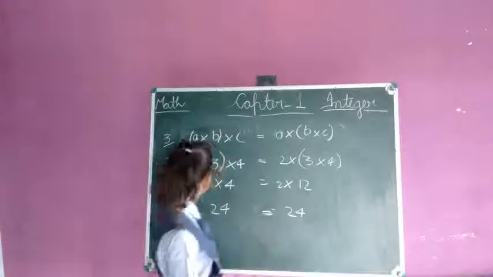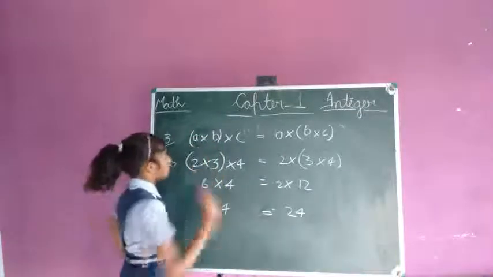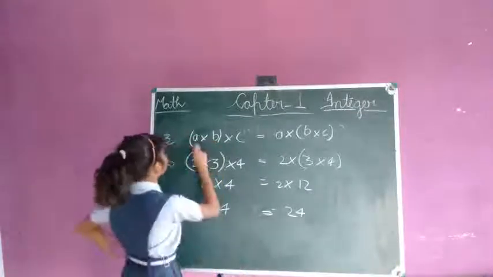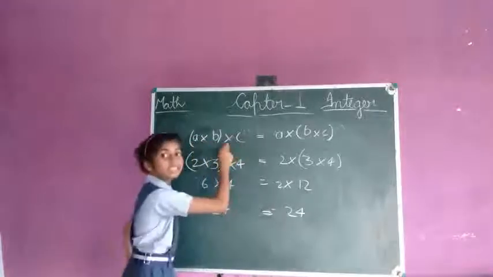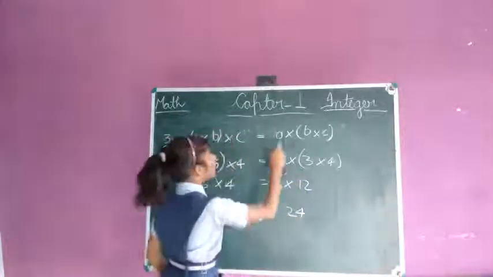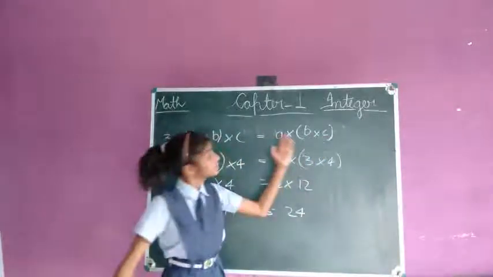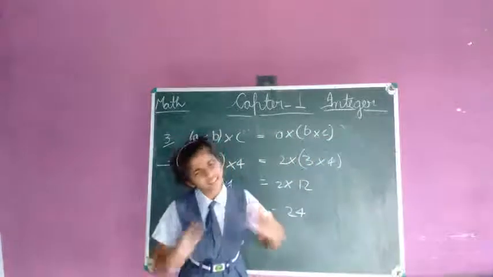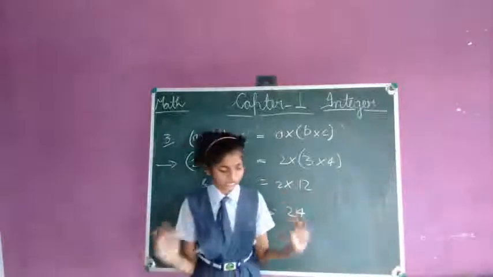So whether we multiply A multiply B with C or B multiply C with A, the answer should always be the same in multiplication. Okay?